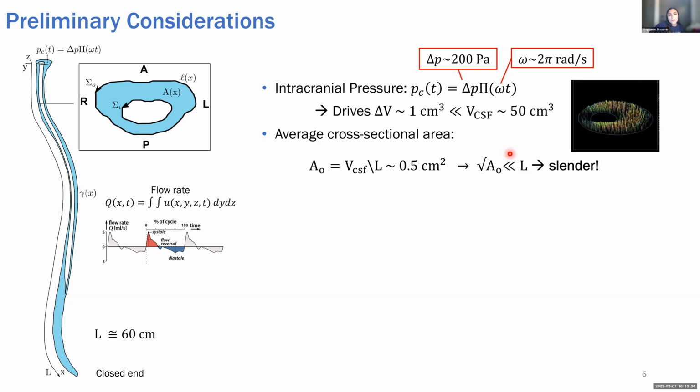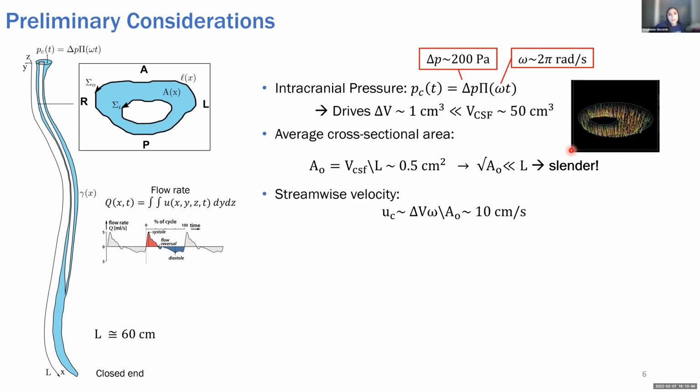So the square root of it indicates that our problem is actually slender in comparison to the total length, which is approximately 60 centimeters for an individual. The characteristic streamwise velocity then is on the order of 10 centimeters per second.